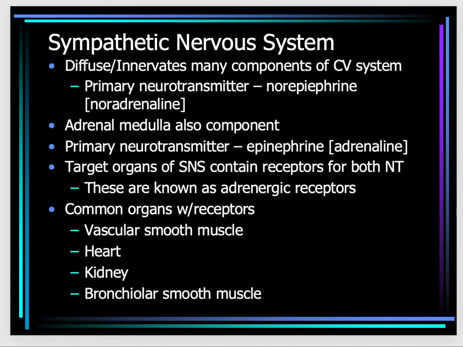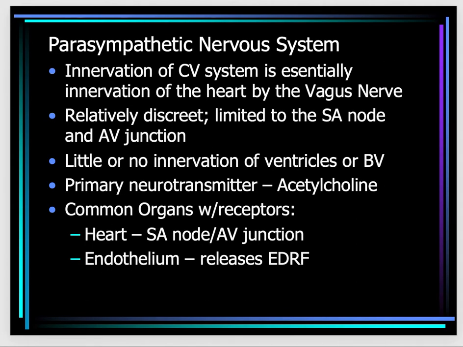So I'm telling you all of this because this is where the chemicals are going to bind. Common organs with receptors: vascular smooth muscle, the heart, the kidney, bronchial smooth muscle. The parasympathetic innervation is usually going to be through the vagus nerve, much more discrete, limited to just the SA node and the AV junction. Little or no innervation of the ventricle or the blood vessels. The primary neurotransmitter is going to be acetylcholine, and receptors are going to be the heart, the SA node, the AV junction, and the endothelium, so the endothelium releases factors.